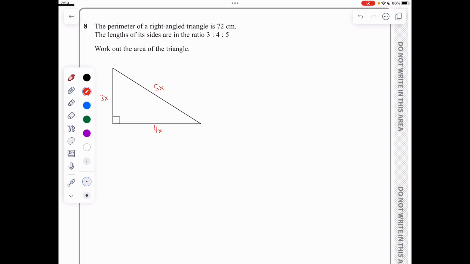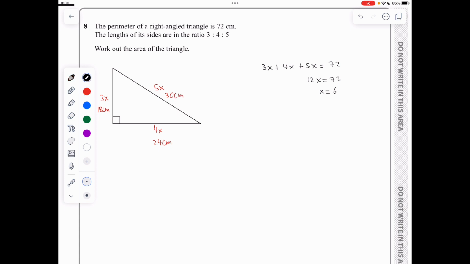And we know that if we add up the three sides, we get the perimeter. So 3x + 4x + 5x = 72, leading to 12x = 72, which makes x = 6. So now that we know that x is 6, we can easily go back to the triangle and say the base is 24 centimeters, the height is 18 centimeters, and the hypotenuse will be 30 centimeters.